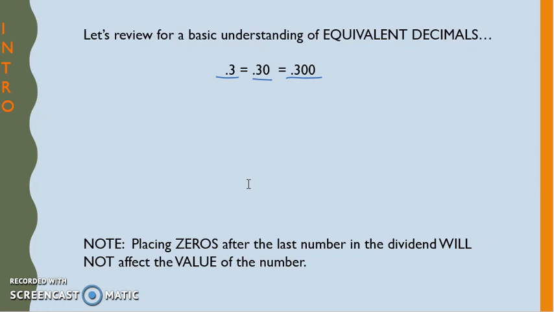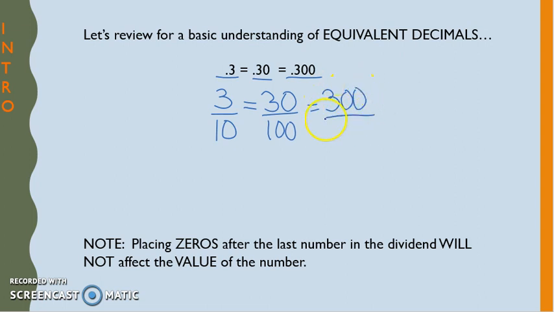Okay, let's review very quickly for a basic understanding of equivalent decimals. If I have 0.3, believe it or not, that is equal to 0.30, which is also equal to 0.300. And I'm going to show you in a fraction. So 0.3 is equal to 3/10. And 0.30 is equal to 30 hundredths. And 0.300 is equal to 300 thousandths.